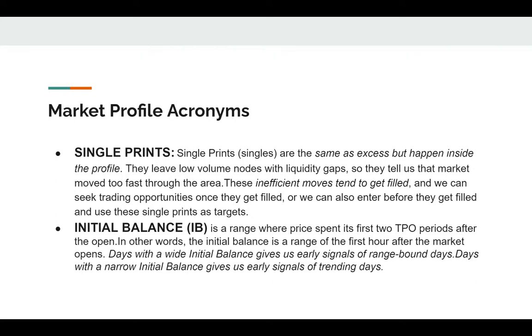And then, of course, the last one is initial balance. IB is a range where price spends its first two TPO periods after the open, usually about an hour. It is the range of the first hour after the market opens. But the gist of it is days with a wide initial balance give us early signals of range-bound days, and days with a narrow initial balance give us early signals of trending days.